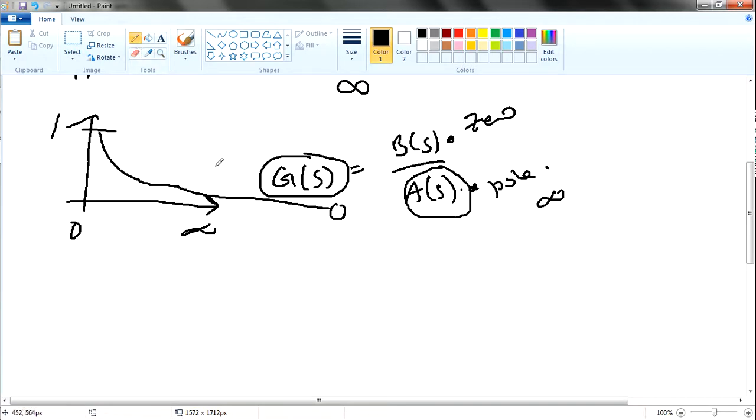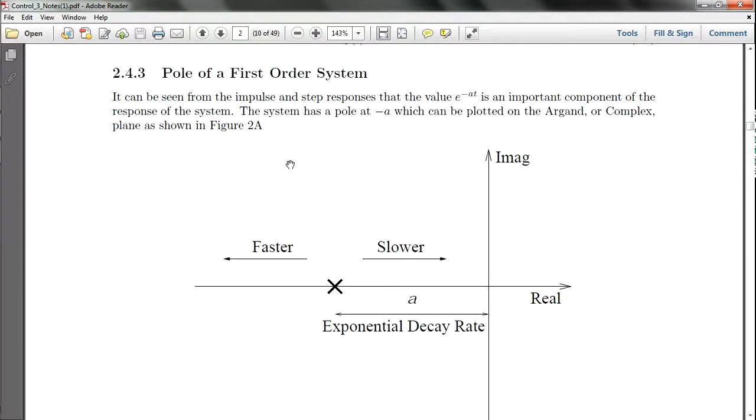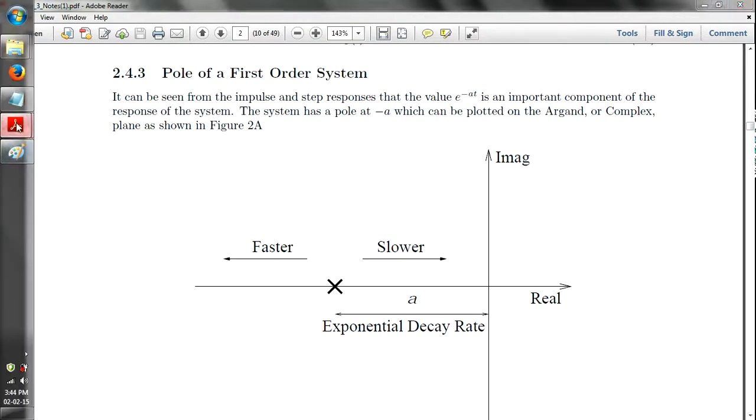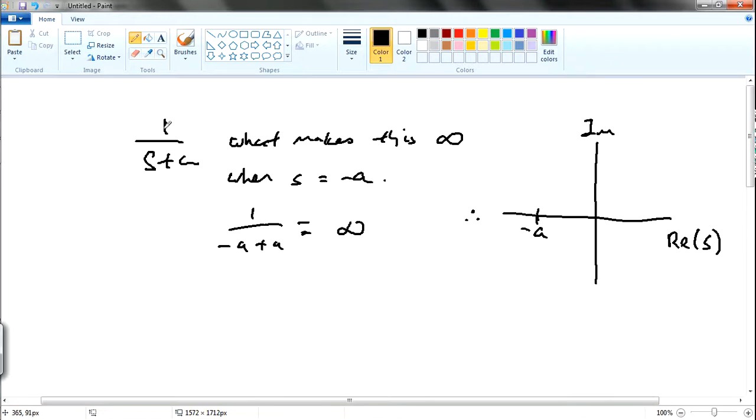So whatever makes the transfer function become infinity is a pole. So for, okay, what are we talking about? For example, let's say a step input. Hold on a while. Whatever makes the transfer function G(s) become infinity. What makes this become infinity? The only way to make this infinity is that s is minus a, right?